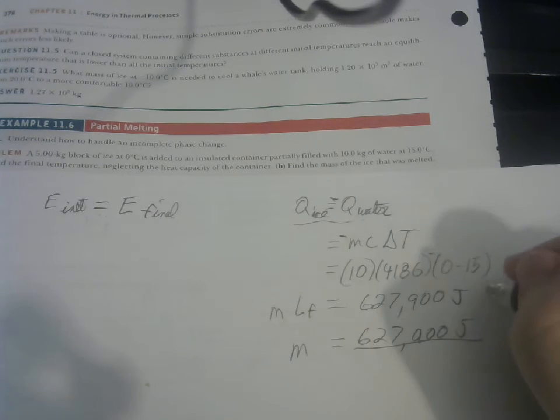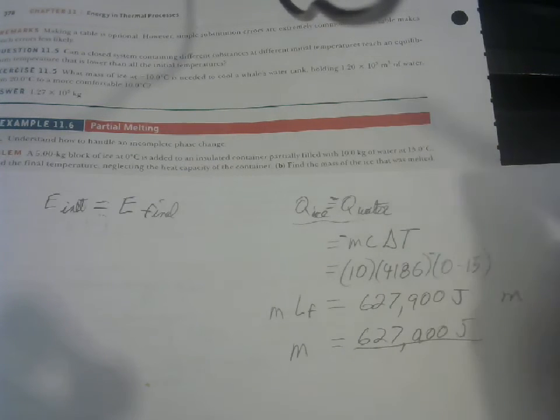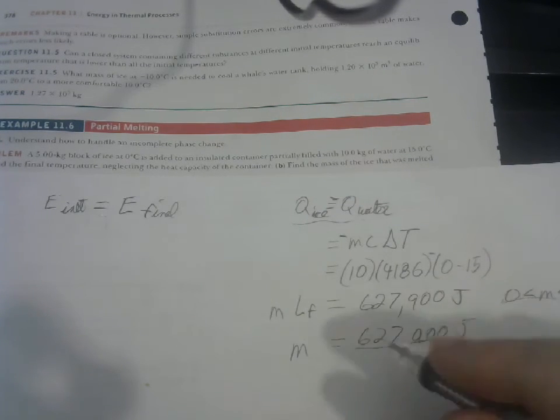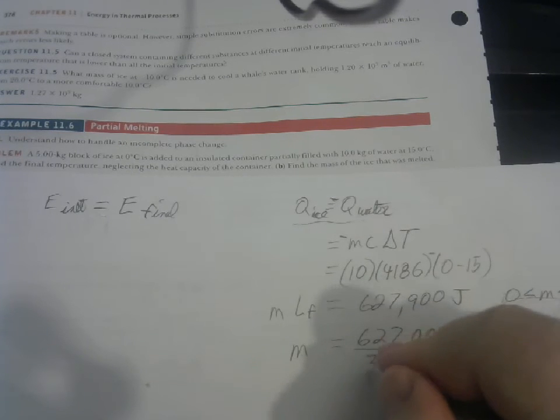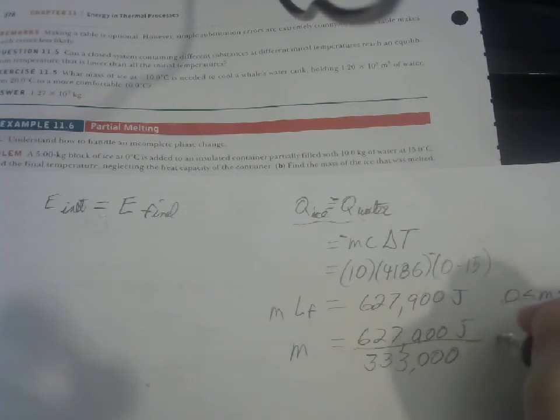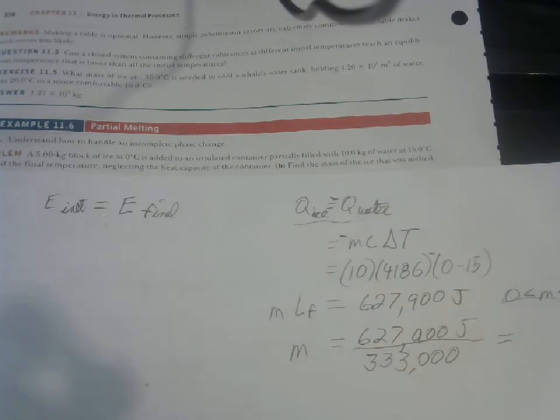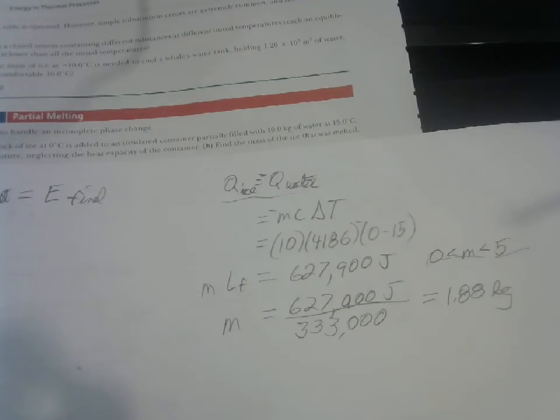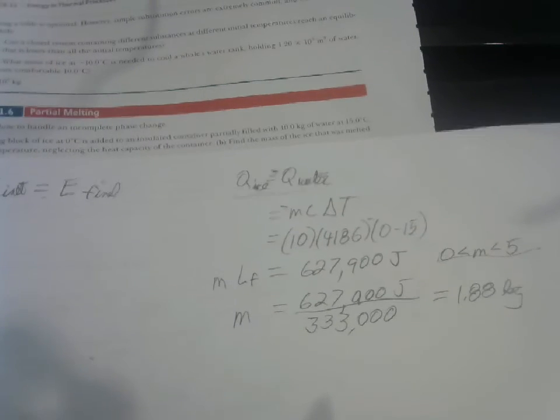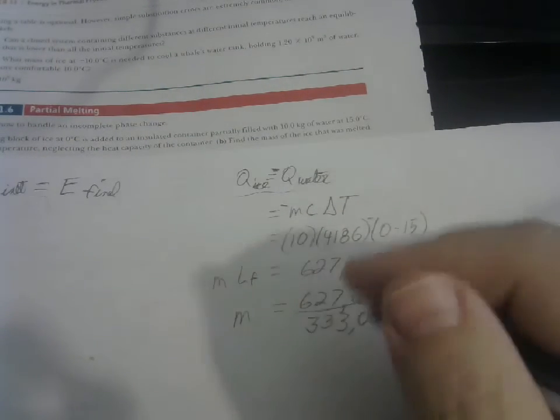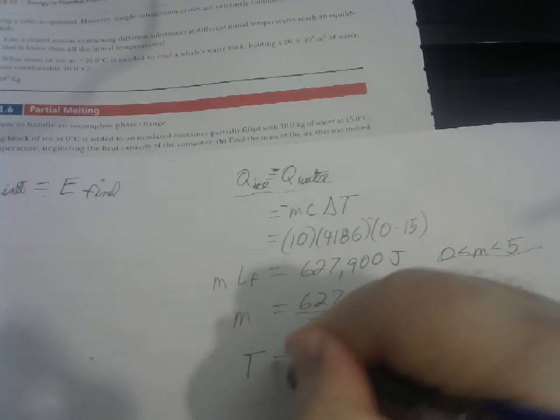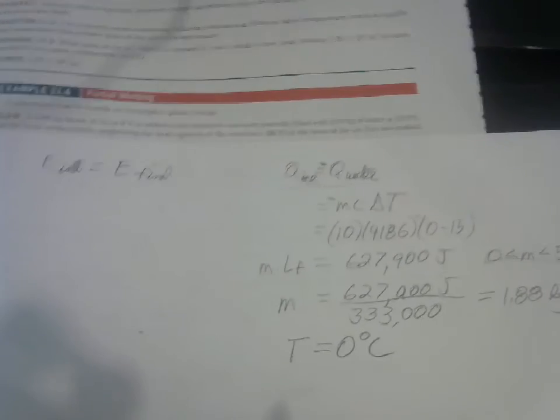627,900. And let's write down the domain for this, okay. Assuming 0 is less than m is less than 5. If this doesn't come out to be true, then this is going to be wrong. So L sub F is 333,000. So we do that calculation. It looks like it's going to come out to be about 2. Came out to be 1.88 kilograms. And the temperature of the whole system is going to be 0. It's going to come out to an equilibrium temperature of 0 degrees Celsius.